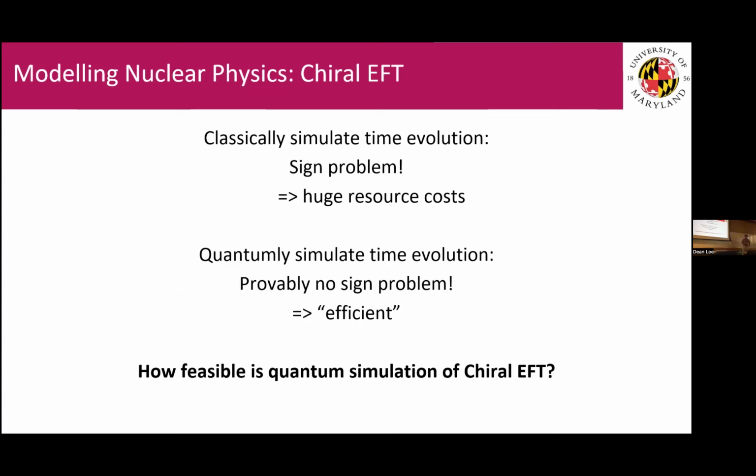And so the question that we're going to ask is, how feasible is quantum simulation of chiral effective field theory? Particularly if I try and implement a time evolution operator of my chiral effective field theory for a certain amount of time, characterized by, let's say I want to resolve energy scales in my nucleus to a certain precision, what kind of resource costs do I need for my simulation of chiral effective field theory?